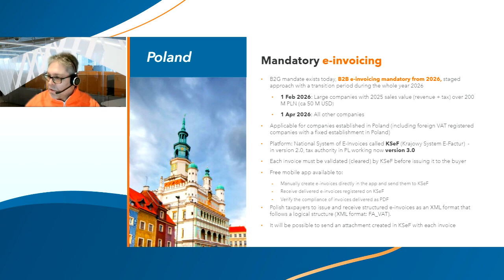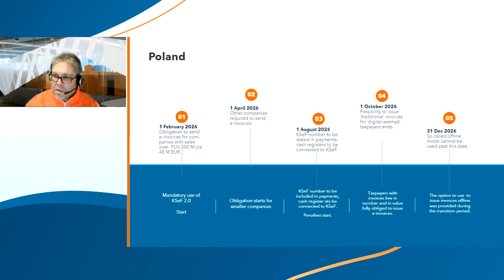Let's also look here at a timeline for Poland. 1st February, again, is the obligation for larger companies. 1st of April, the obligation for remaining companies. 1st of August, requirements include the KSeF number in payments and integrating cash registers in KSeF. 1st of October 2026, traditional invoicing methods will be phased out. And at the end of the year, offline invoicing will no longer be permitted.